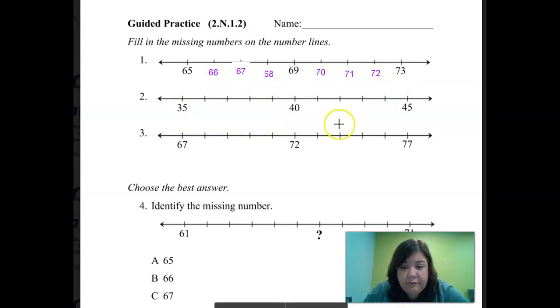Okay, what about the next one? We have 35, 40, and 45 given to us. This time you had to find 4 between the 2 numbers. So we knew 35. We have 36, 37, 38, 39, and then we have 40 here.